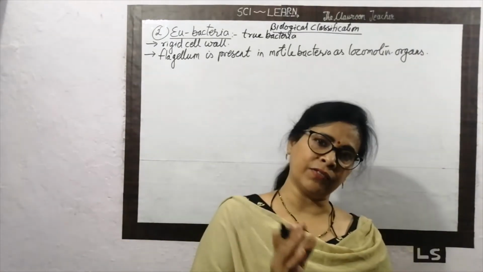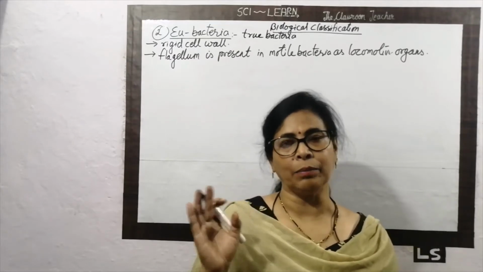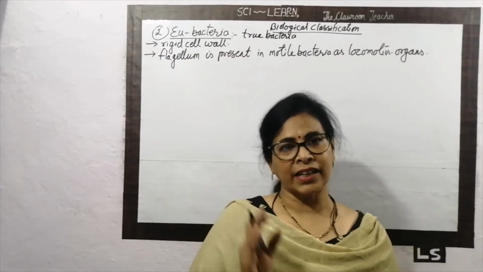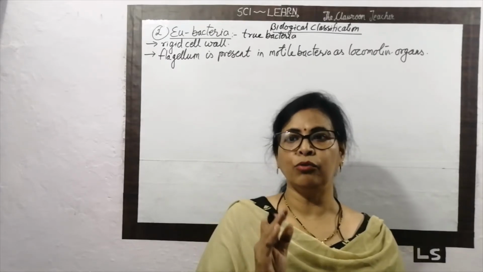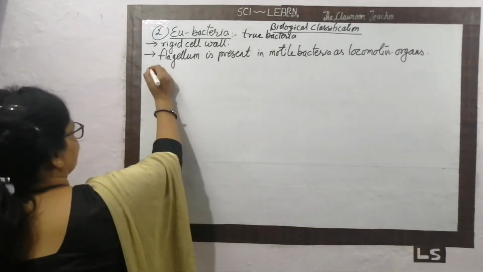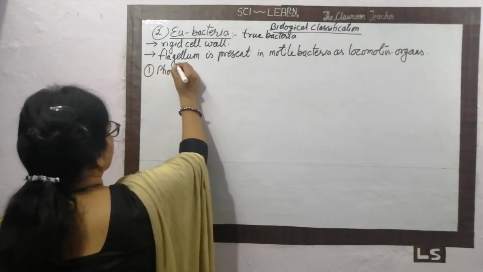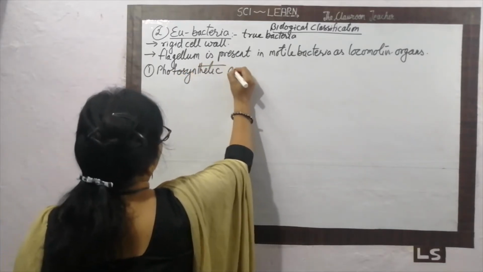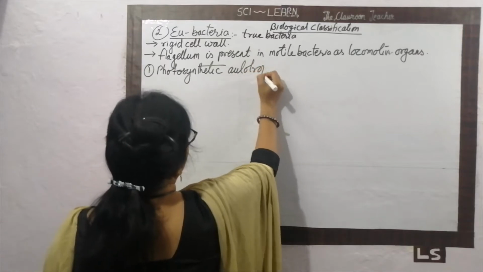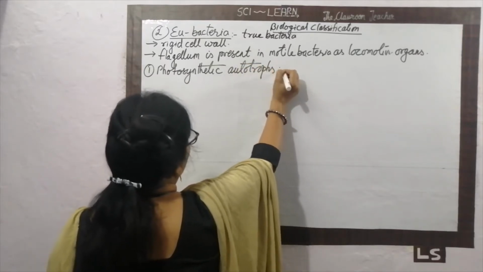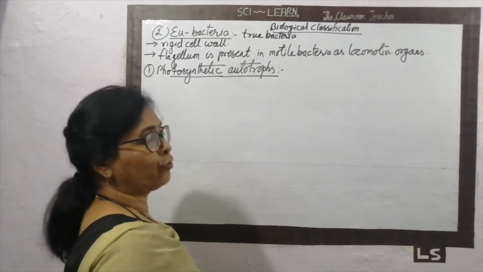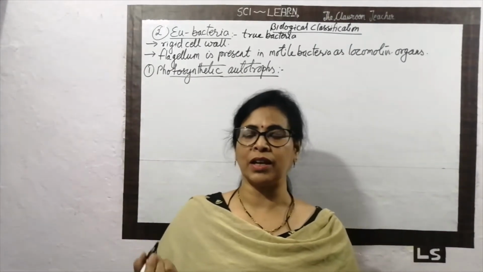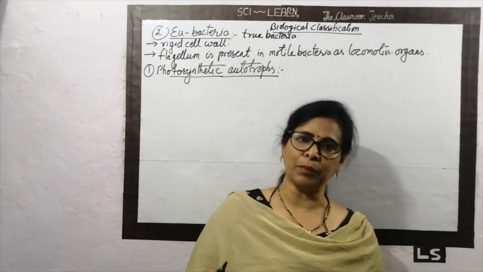We are able to classify these bacteria into different types according to their mode of nutrition. In this category, the Eubacteria may be photosynthetic autotrophs. I have to explain the meaning of photosynthesis and autotroph. Photosynthesis means they are able to prepare their food because they have the green pigment. Autotroph is the self preparation of the food.